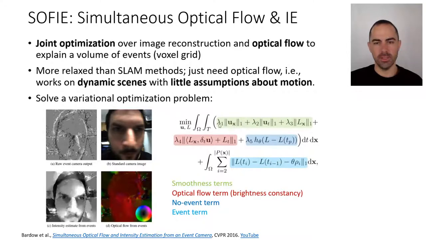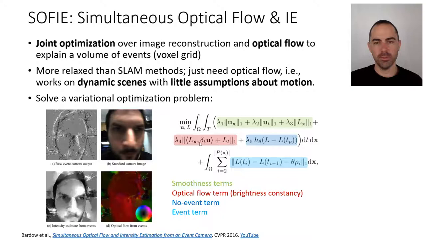And that's written like this. You want to minimize with respect to the flow U and the intensity reconstructed L, this quantity. So we are minimizing a functional that integrates in time and in space, so in a volume. You will try to have some smoothness terms to say that the flow is smooth. And the temporal and spatial derivatives are also smooth.